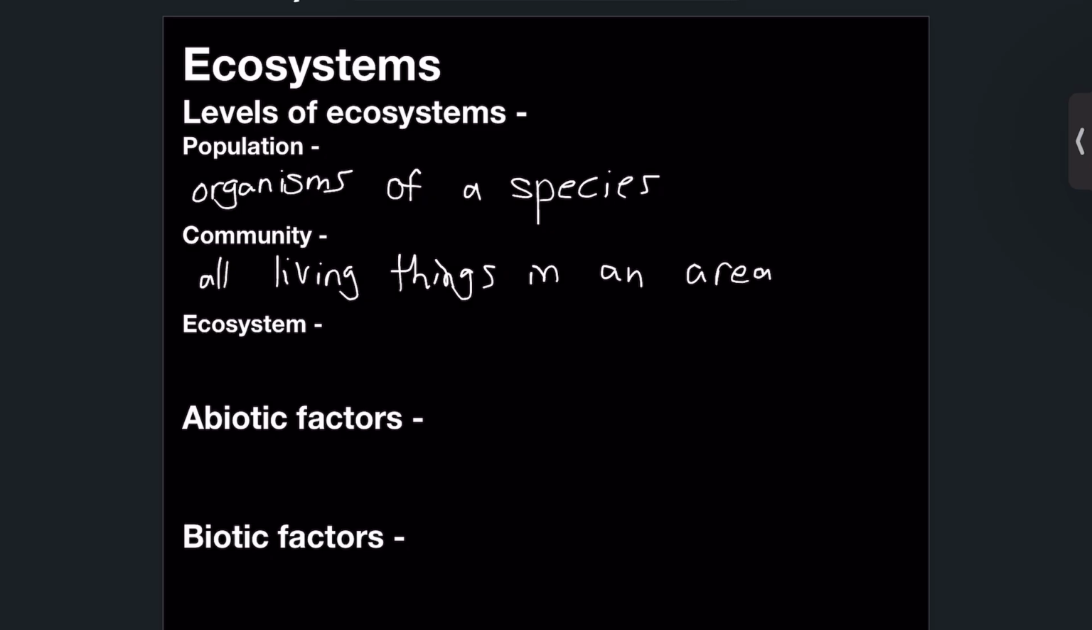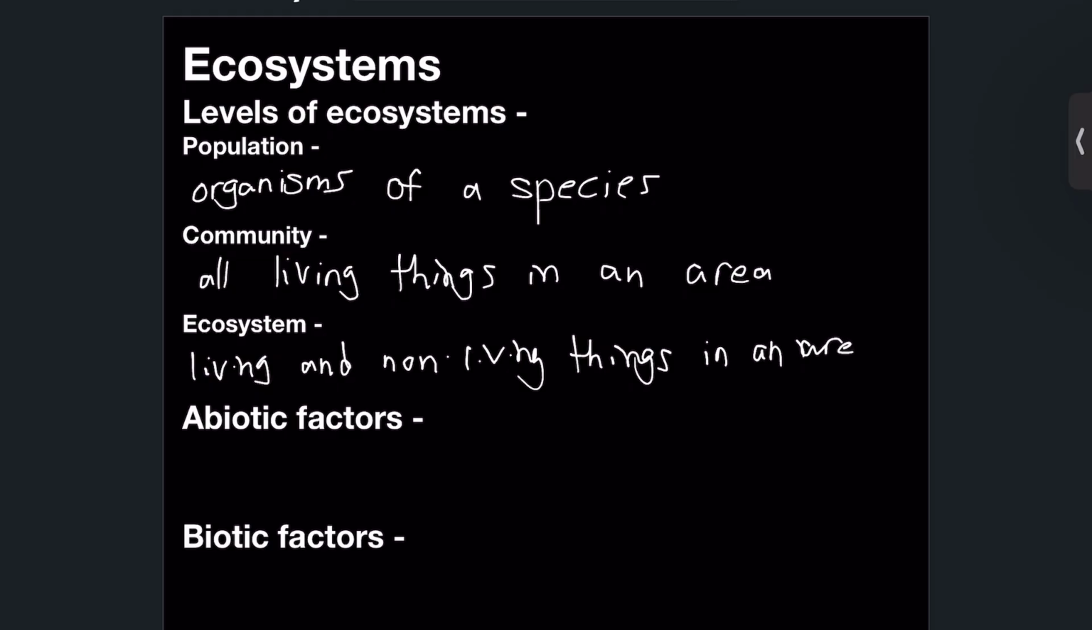And then the next one is the ecosystem. And the ecosystem are all living and non-living things in an area. So you take your community that you just made of all the different populations, and then you add all the non-living or abiotic factors in the region. And that can include the water, the soil, the temperature, the amount of rainfall, the amount of sunlight, and all those living and non-living things coming together form your ecosystem.